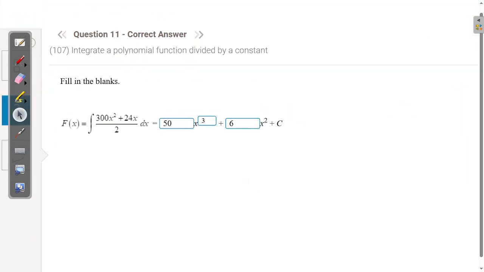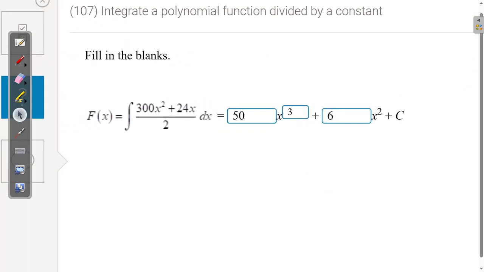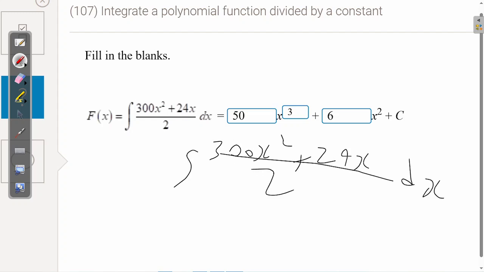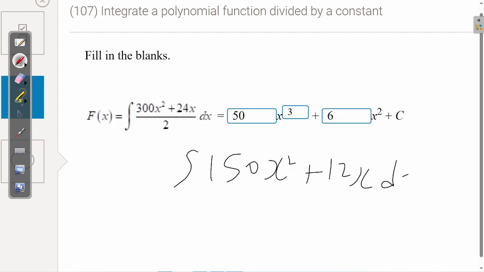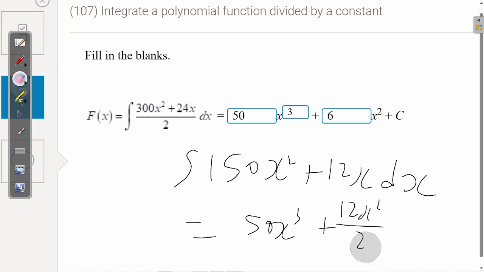Okay, so I have an integral and it's divided by 2, so 300x squared plus 24x over 2 dx. So first of all, we just divided the number 2, so we simplify. It would be 150x squared plus 12x dx. Now we solve as usual, so it will be equal to 150x cubed over 3, which is 50x cubed, plus 12x squared over 2, which is 6x squared, plus c.